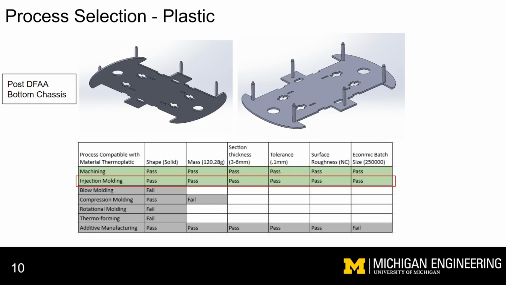After post-DFA analysis, the part was put through process selection to find the best process for the given material choice. We elected to have the chassis be made from plastic, as nylon is a common material used in the RC industry. Once the process selection was completed, only injection molding and machining were left as available options, and injection molding was chosen due to its high output with large batches.